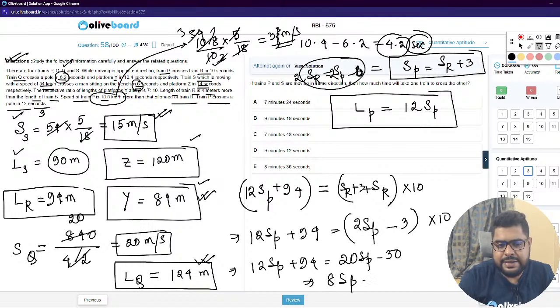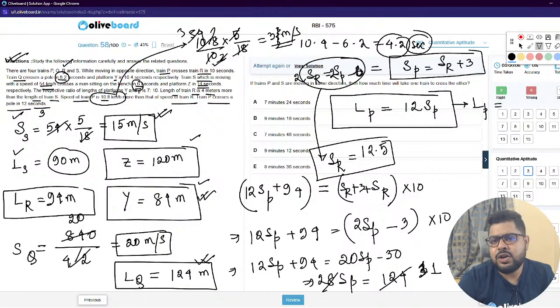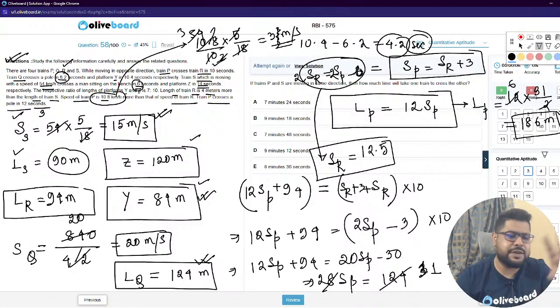So 8SP is equal to 124. 8 will not go, sir, 8 ones are 8, it is not going to go. So do it by 4, 4 threes are 12, 4 ones are 4. So SP comes out to be 31 by 2, meaning 15.5. SP is 15.5. So SR is 12.5. Right? And LP then is what? 12 into 15.5, meaning 31 by 2, so that is 186 meters. You see, we got almost everything.